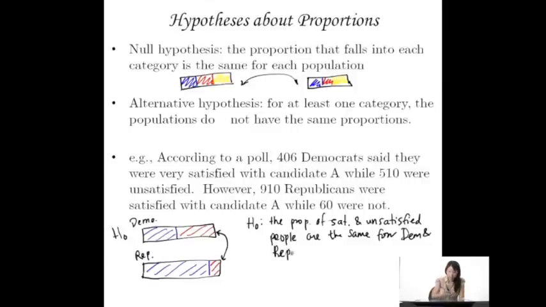The alternative hypothesis says for at least one category, either satisfied or unsatisfied, Dems and Republicans do not have the same proportion.